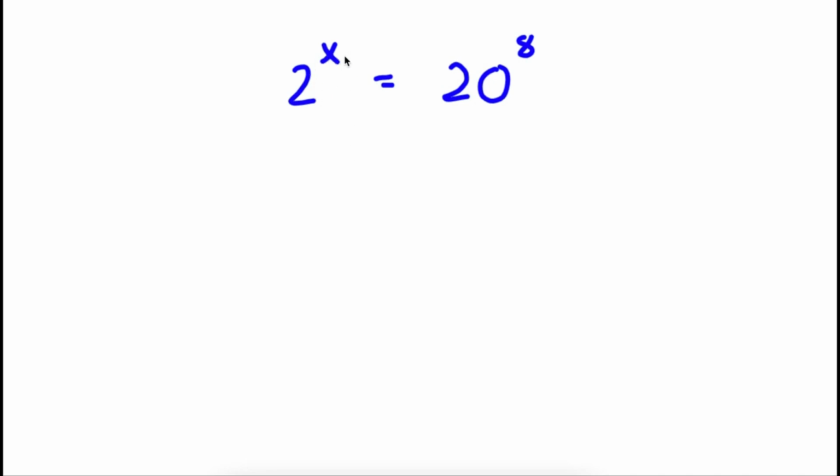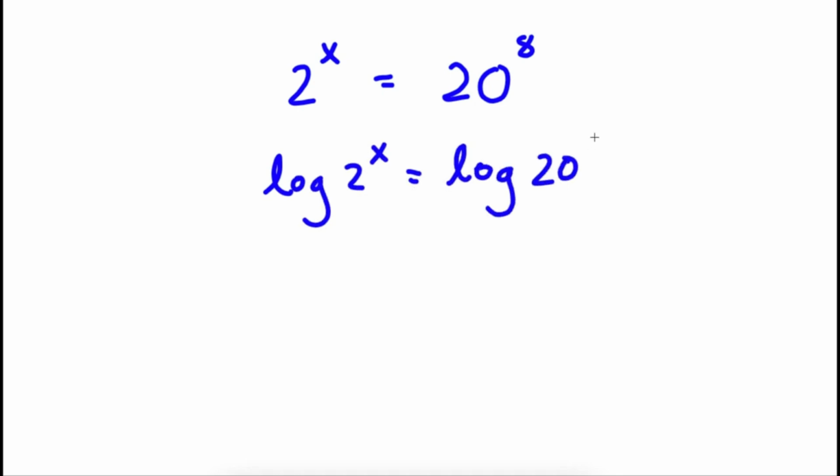Alright, so I have 2 to the power of x is equal to 20 to the power of 8. Now, the first thing I'm going to do is take the log on both sides. So now I have log 2 to the power of x is equal to log 20 to the power of 8.